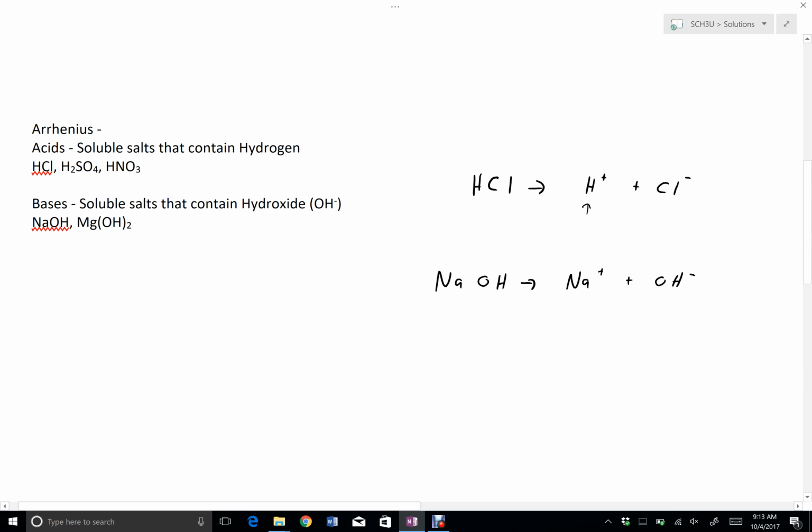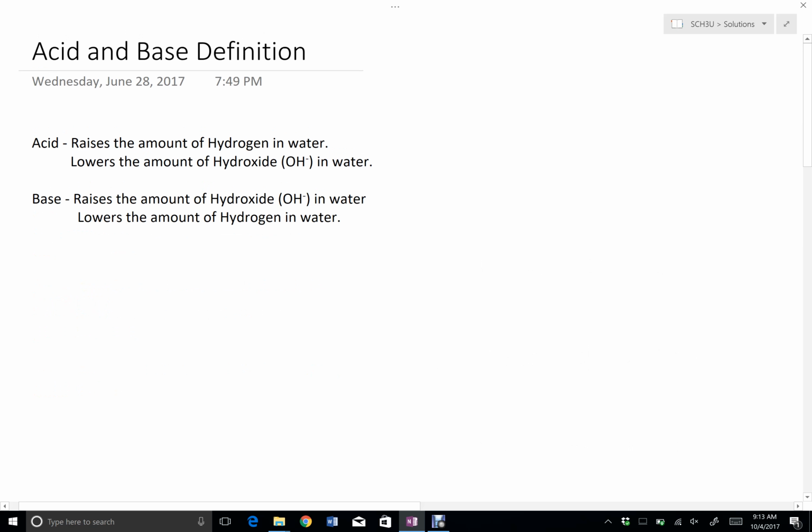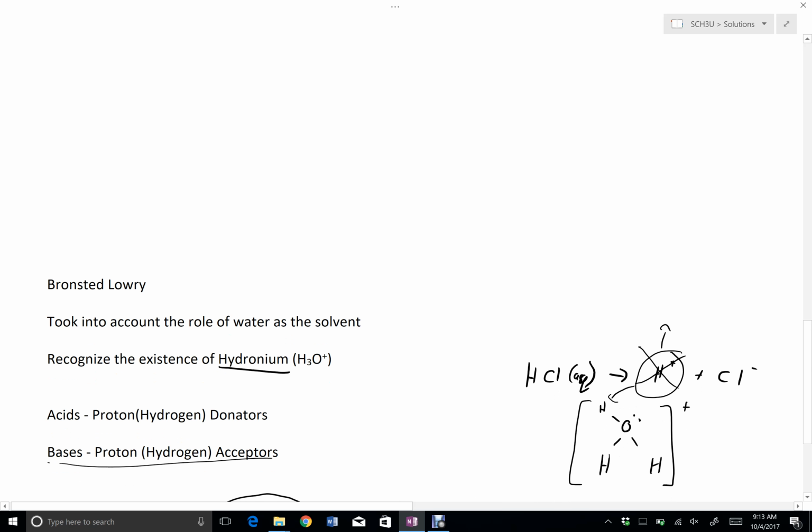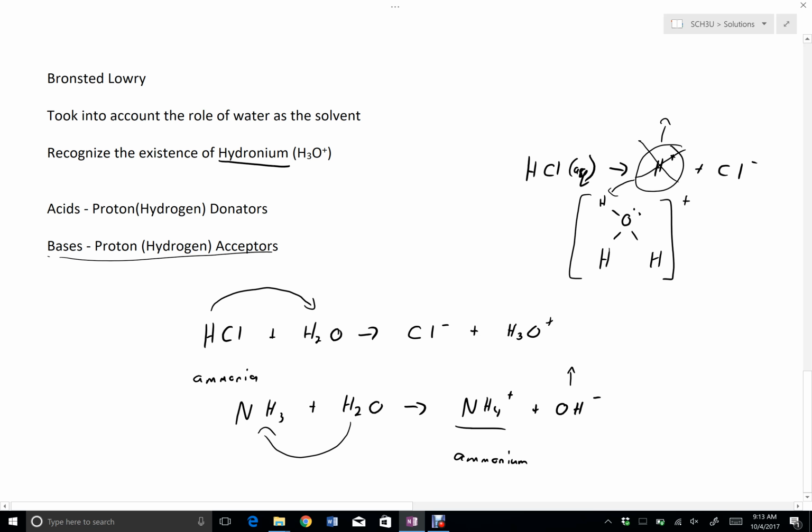So, if we go back and adjust our original definition as raises the amount of hydronium in water and hydroxide in water, then what we can see is to raise the amount of hydronium, an acid donates a proton to make hydronium, and alternatively, to raise the amount of hydroxide, a base accepts a hydrogen from water, leaving more hydroxide after the reaction. So that's a slightly better definition of acids and bases. There are more complex definitions of acids and bases, but that's as far as we're going to go in this course.